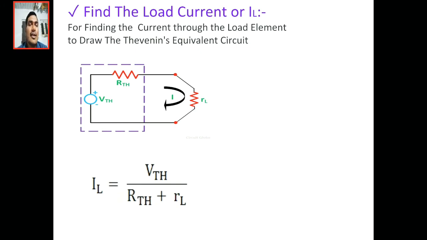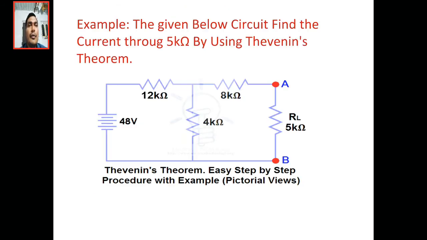So in the last step, whichever element we removed in the first step, we have to add that element to this Thevenin's equivalent circuit, that is VTH and RTH, in series with the element which was removed earlier. So in this way we find the load current through the load resistance by using Thevenin's theorem. Now we will do one problem based on Thevenin's theorem.